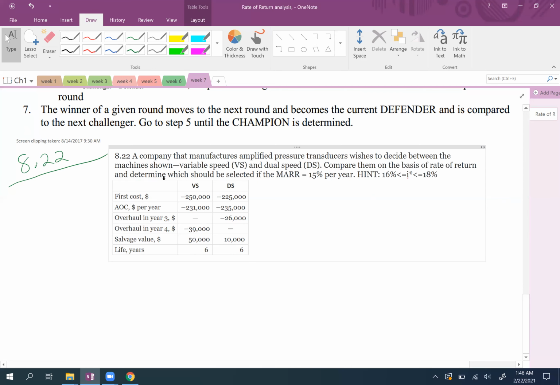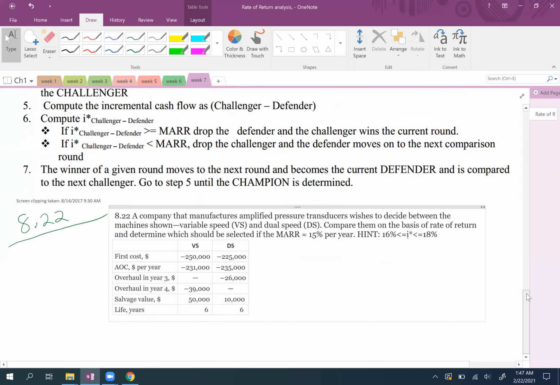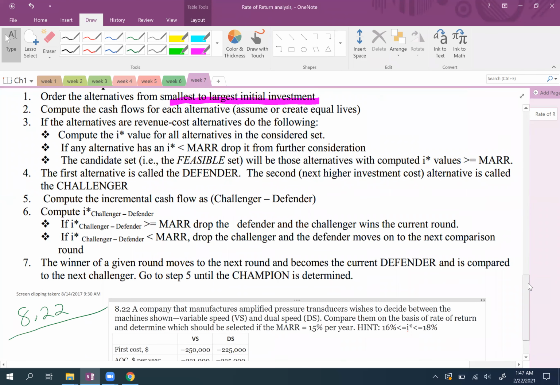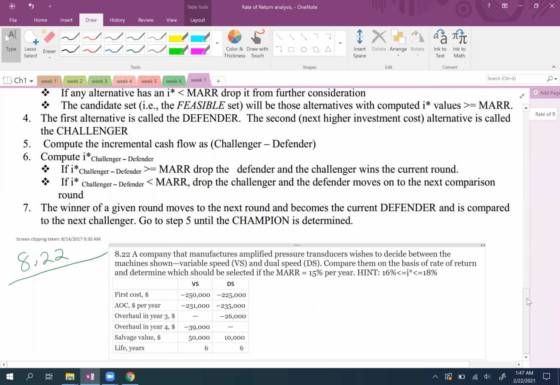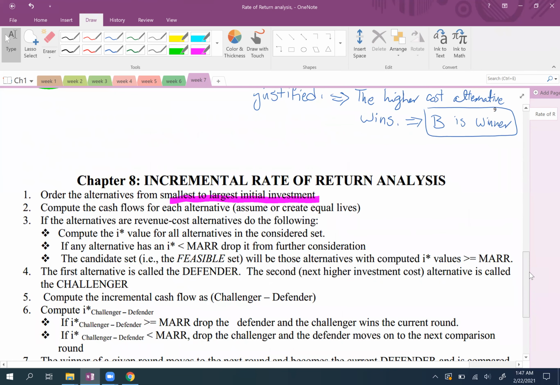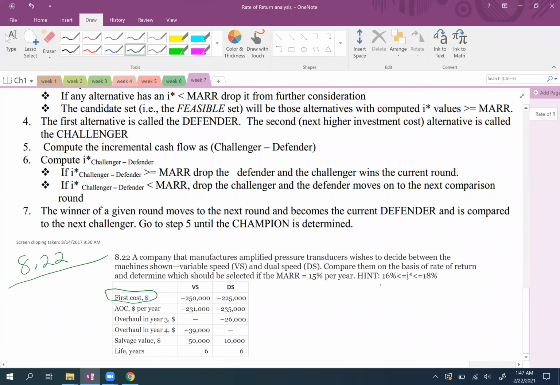So I want to implement this procedure. What was step one? To sort them in an increasing order of initial investment. Initial investment is the first cost. If I want to order them from smallest to largest, I should sort them. When I sort them, it will be DS and then VS.